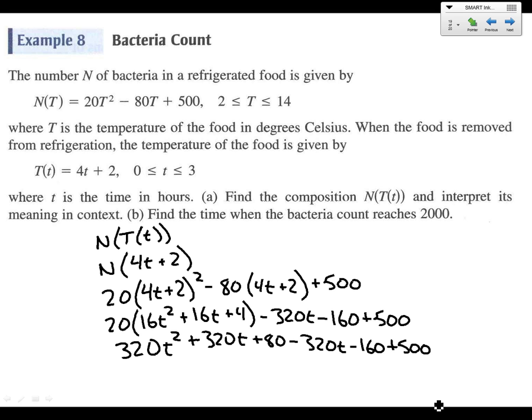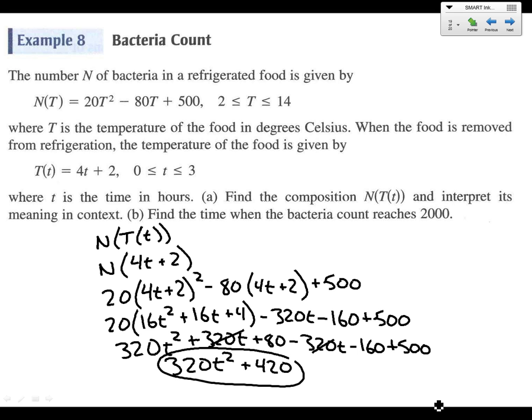And let's combine our like terms. 320t and minus 320t are gone, so we have 320t squared, and we have 580 minus 160, so 420. That would be our solution for the composition.